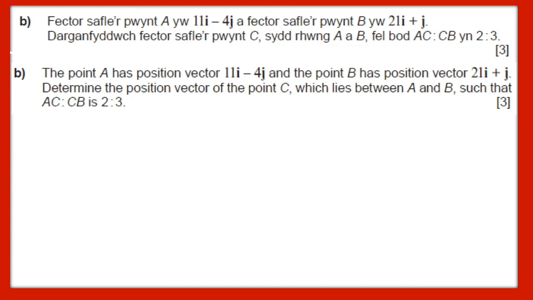point A has a position vector 11, minus 4. Now what that means is measured from an origin. And I always like drawing diagrams in these particular cases. I'm going 11 across and 4 down. So this is my A vector.